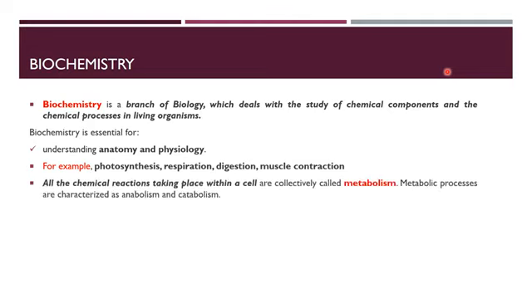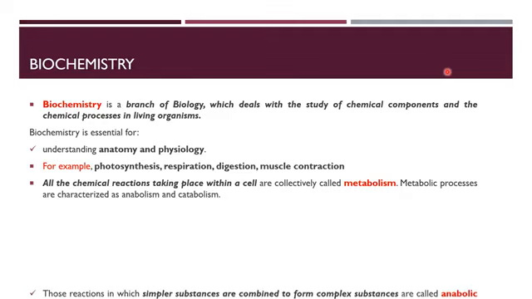All the chemical reactions taking place within our cell are collectively known as metabolism. In a cell, all the chemical reactions taking place involve something being synthesized or something being broken down. These reactions are known as metabolism. And metabolic processes are further divided into two types, the anabolic and the catabolic processes.